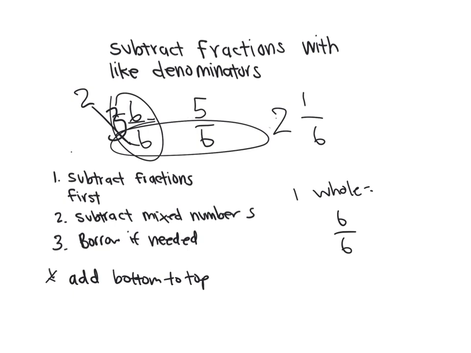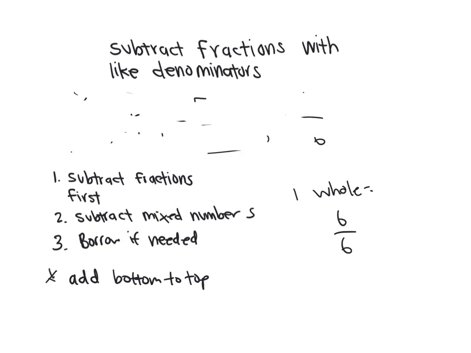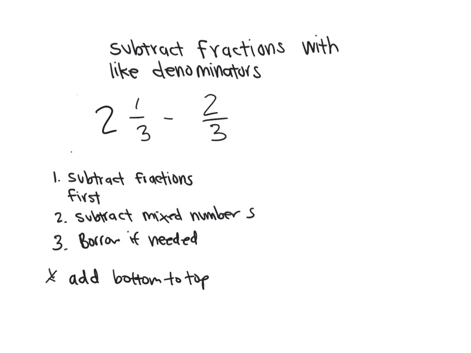Okay? So again, let's just erase really quick. Let's try the other one. I have 2 and 1/3 minus 2/3. What's my first step? Borrow from the mixed number. What's my second step? Add the top to the bottom. So 3 plus 1 is 4. And then I subtract. 4 minus 2 is 2. What's the bottom? 3. The bottom stays the same. And then 1 minus 0 is 1. Subtracting fractions.